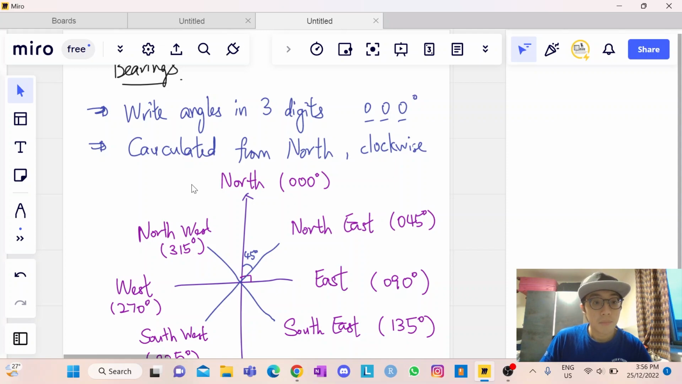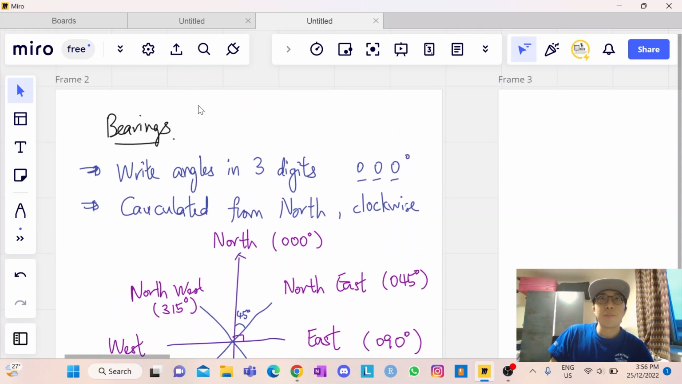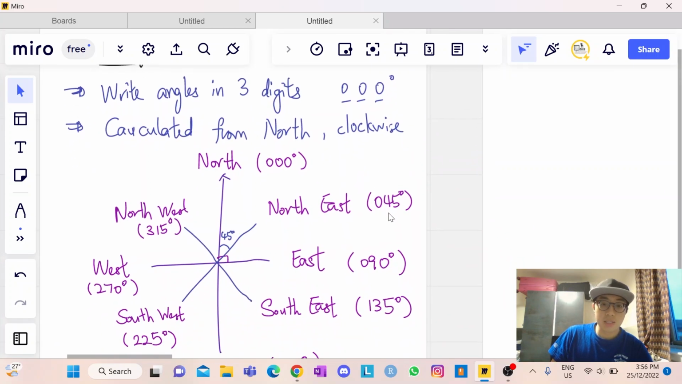So with bearings, you will usually only make mistakes in the exams, because a lot of people would just write, let's say, 45 degrees, and then it's wrong, because you must include the 0 in front of the 45, because you must write bearing angles in 3 digits. So this is one thing for you to remember, and these are the directions. For more examples about bearings, we're going to see more on past year papers.